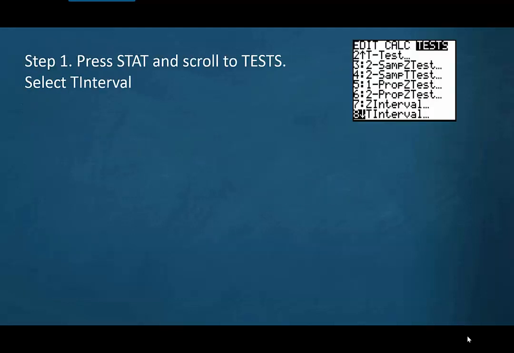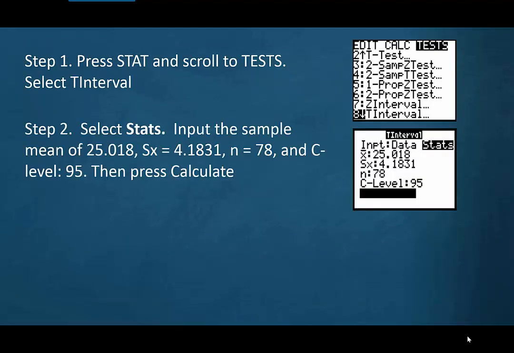So using technology, we're going to press Stat, scroll to Tests, select T-Interval. We're going to choose Stats rather than Data. Again, Data, we'll do one of these here in a minute. We'll use Data if we have the raw data. We don't have the raw data. We're given summary statistics, so choose Stats.